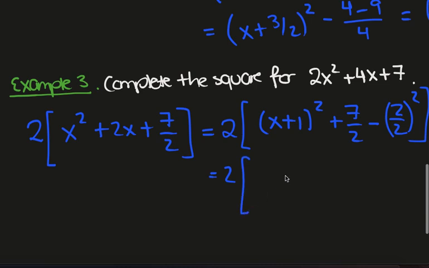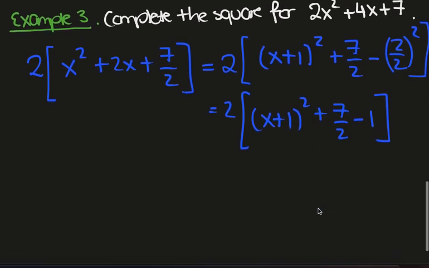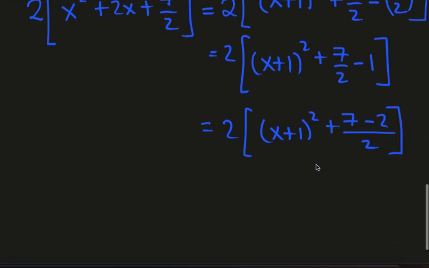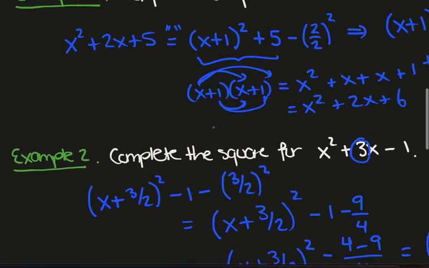Now this is just 2 times ((x plus 1) squared plus 7 over 2 minus 1). And now we just need to add the fraction. So I've got 7 minus 2 over 2, and just put the 2 back in. So I've got 2 times ((x plus 1) squared plus 5 over 2), but if we multiply that by 2, I get plus 5. And that's it.